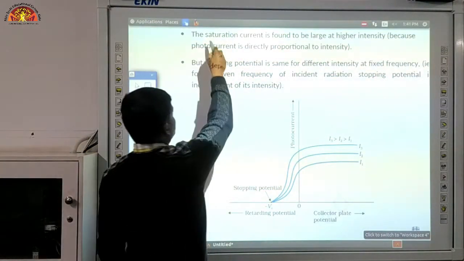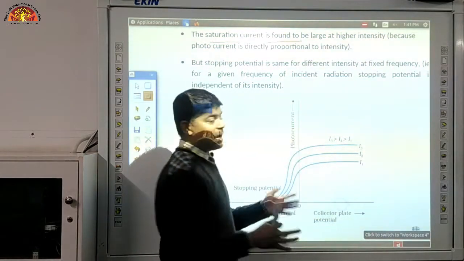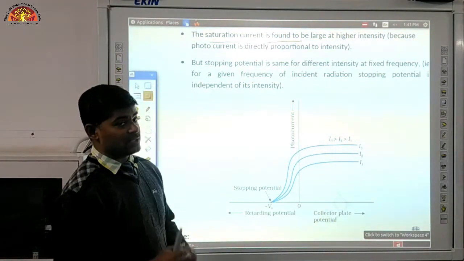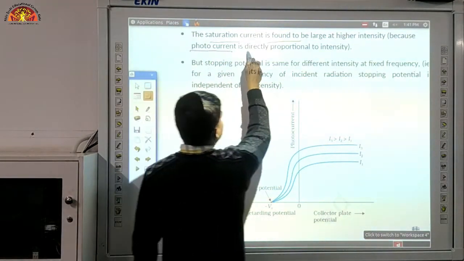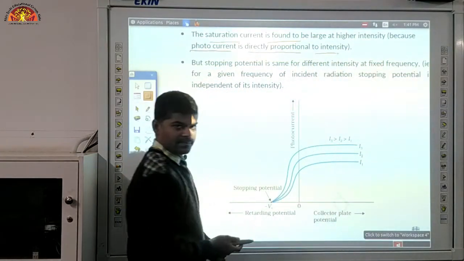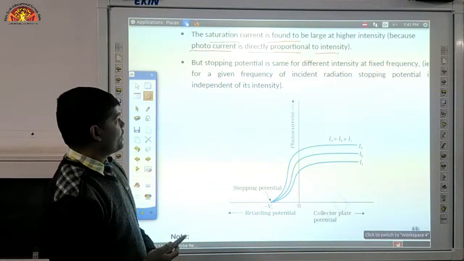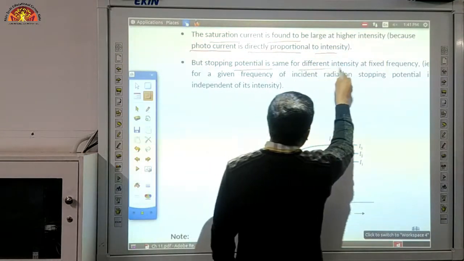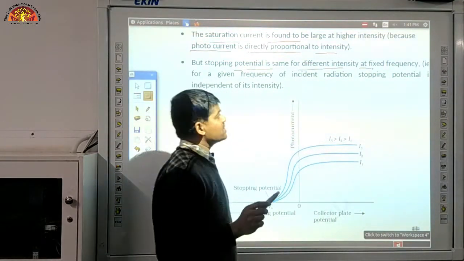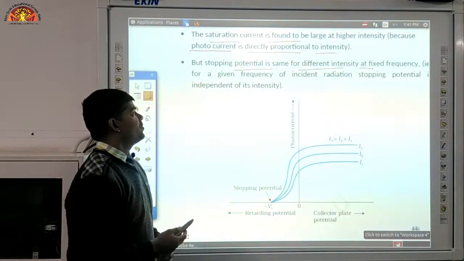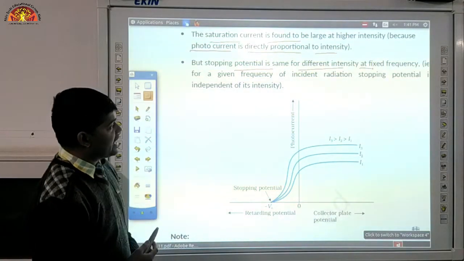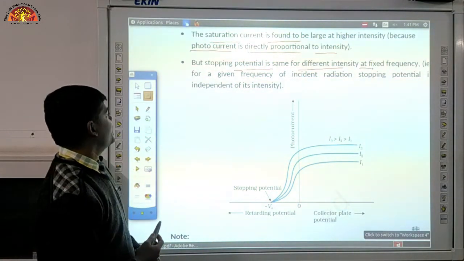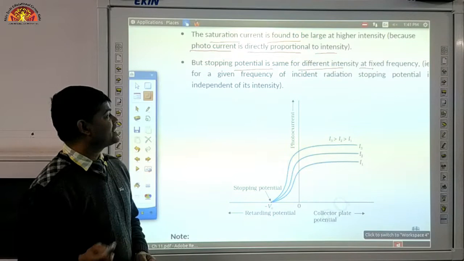Now the saturation current is found to be larger at higher intensity. Why? Because the photocurrent is directly proportional to the intensity, but the stopping potential is the same for different intensities at a fixed frequency. That is, we can say for a given frequency of the incident radiation, the stopping potential is independent of its intensity.